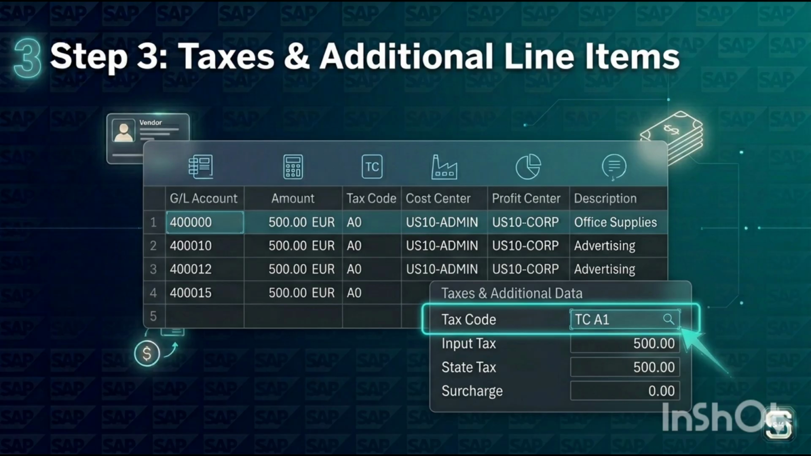Review the tax breakdown carefully. In SAP S4HANA, tax determination is more intelligent and it can pull rates automatically. After all line items and taxes are entered, check that the balance shows 0. This means your document is balanced and ready for the next step.